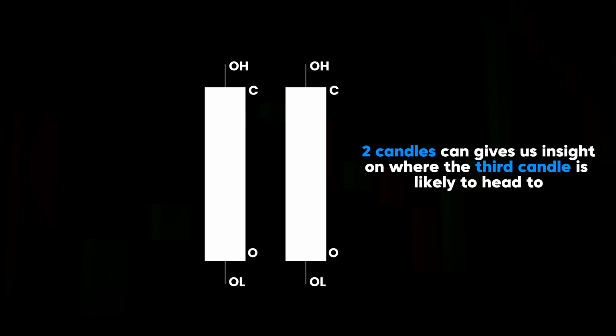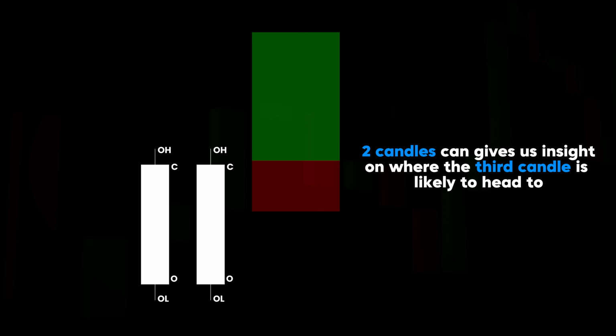Okay, you have outlined your goals. You have chosen to trade the markets using purely objective concepts. So how can simply the open, high, low, close give us insight on where price might be heading to? A singular candle does not give us enough information to make a prediction on where price might be going. However, just two candles can give us an insight on where the third candle is likely to head to.